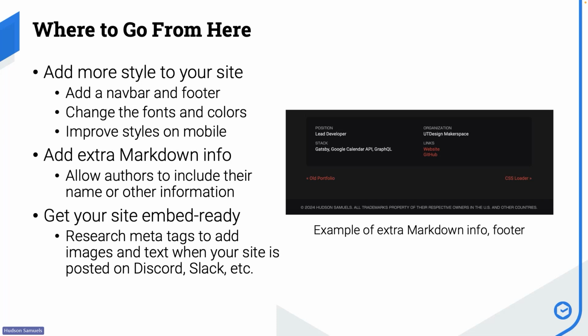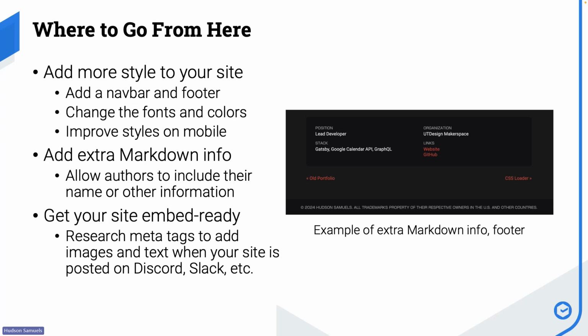do something unique. So things you could do, you could add like a nav bar at the top. You could add a footer. If you want to have like more information at the bottom, like a copyright or extra links to like social media. You could change the fonts and colors. You could improve the styles on mobile, which we'll have on our complete source code. You can add extra markdown info. So if you want to add like an author name or you want to add like a stack that you used for a project, you can do that there. You can also get your site embed ready. So if you look up like how to get meta tags on your website, you can set it up.